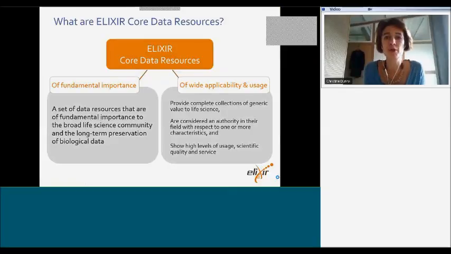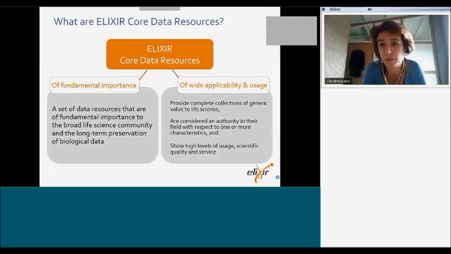When we look at the definition of how we've defined ELIXIR Core Data Resources, two main concepts come out. First of all, ELIXIR Core Data Resources are of fundamental importance, and they are of wide applicability and usage. What do we mean with fundamental importance? For the conservation and long-term preservation of biological data, these data resources are crucial, and they're crucial for the broad life science community.